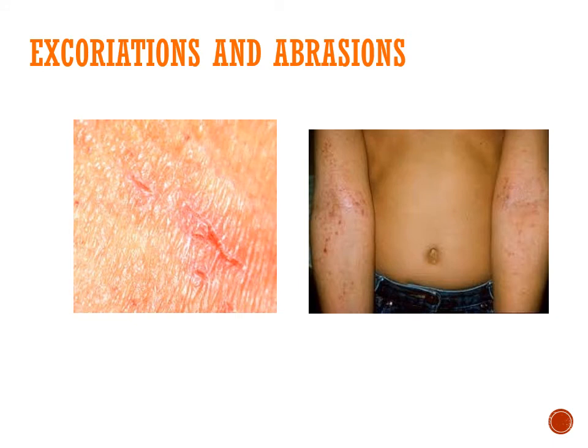Excoriations are punctate or linear lesions involving the epidermis, sometimes reaching the papillary dermis. This is often caused by scratching with fingernails in an effort to relieve itching, and this is often seen in atopic dermatitis or chronic eczema. Abrasion is a term used for mechanical trauma or constant friction.